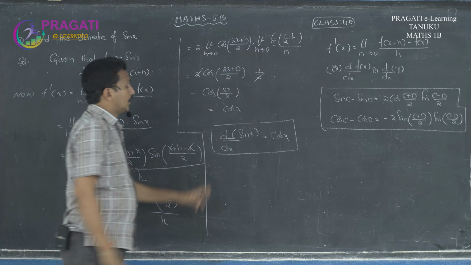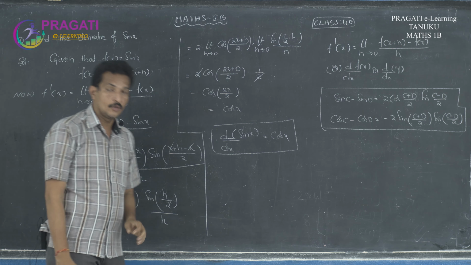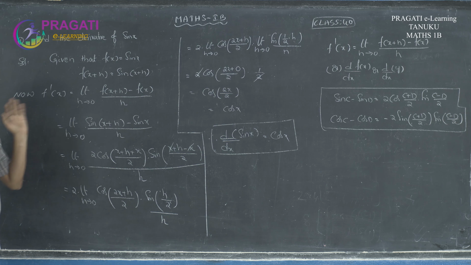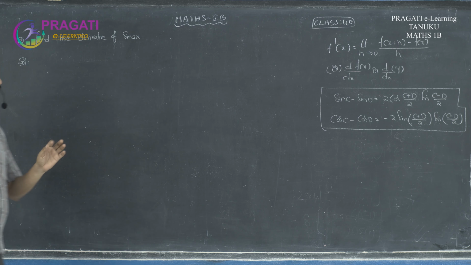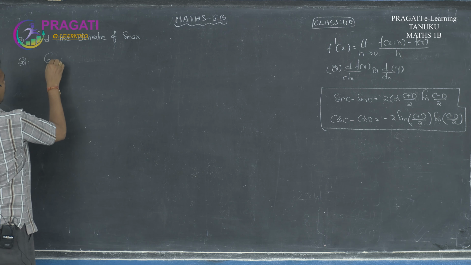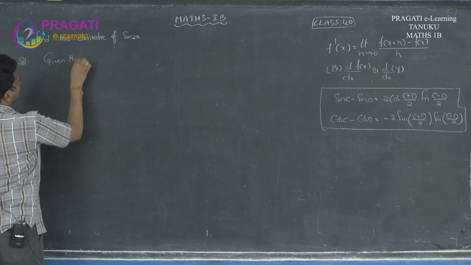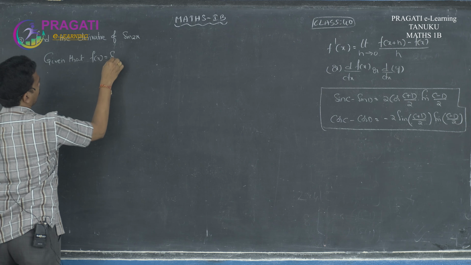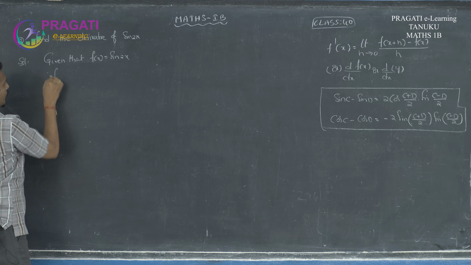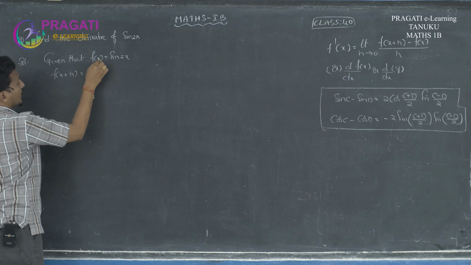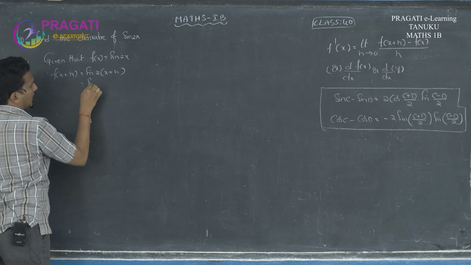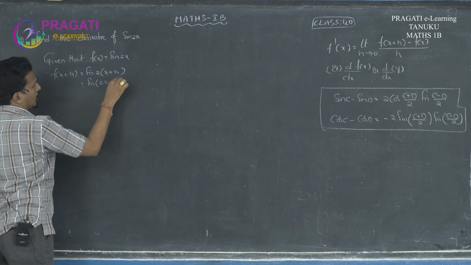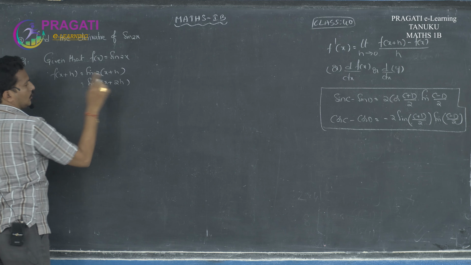Here, read it as d by dx of sin x is equal to cos x, or the derivative of sin x is cos x. And one more problem: find the derivative of sin 2x. Similarly, as usual in the previous problem, given f of x equal to sin 2x, f of x plus h is obtained by replacing x by x plus h, then sin of 2 into (x plus h), multiplying, sin of 2x plus 2h.